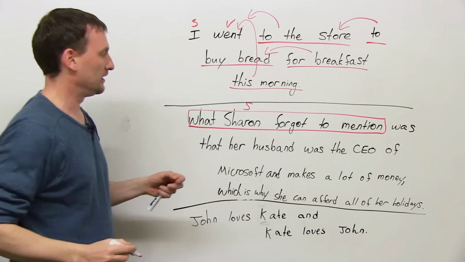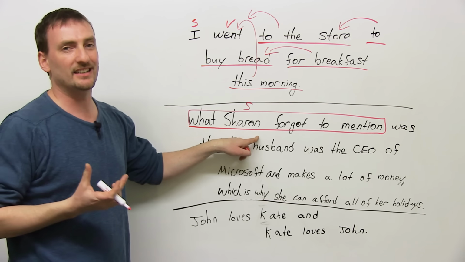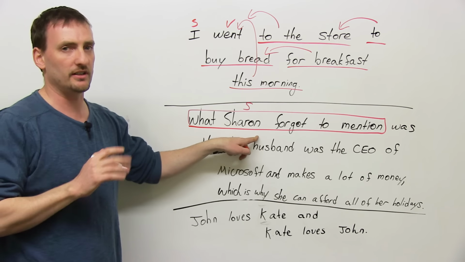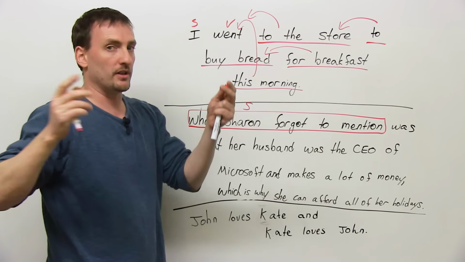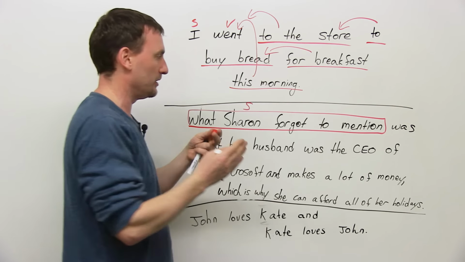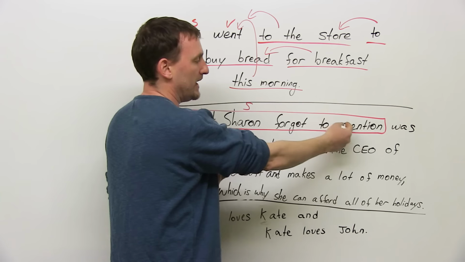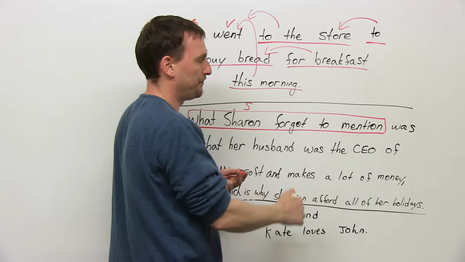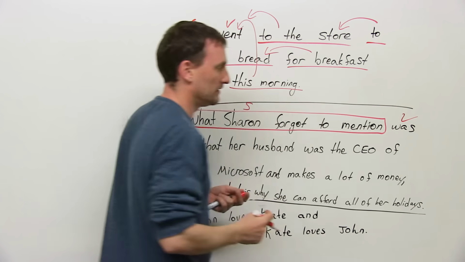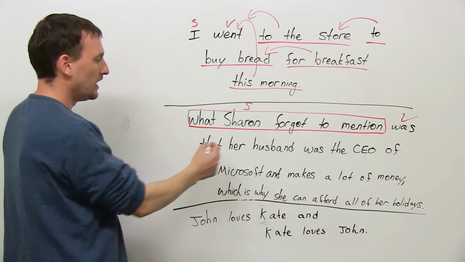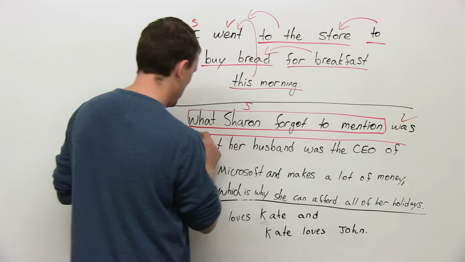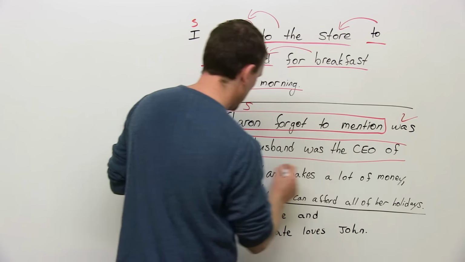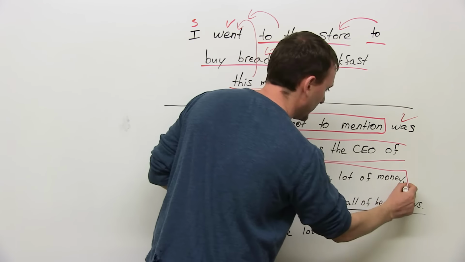This is your subject. A subject which is a dependent clause, this is called a noun clause. It has its own subject and verb. Remember, a dependent clause also has a subject and verb. Forgot what to mention, it has an object to forgot. Now, here's your verb, was. Okay? Her husband was the CEO of Microsoft and makes a lot of money.